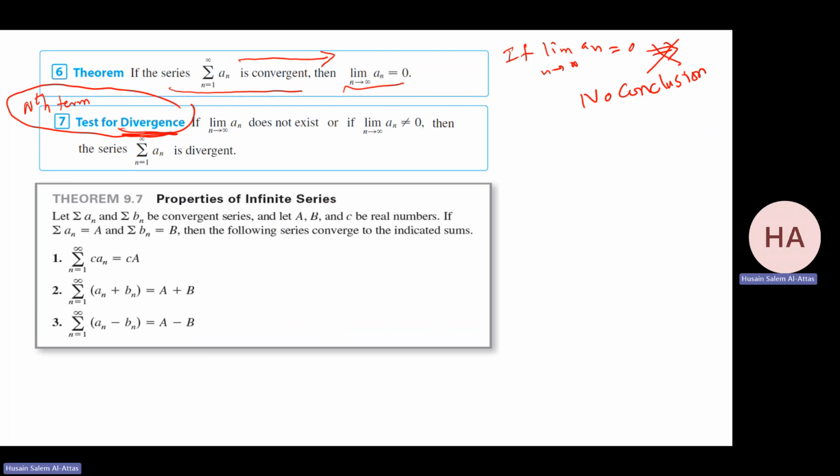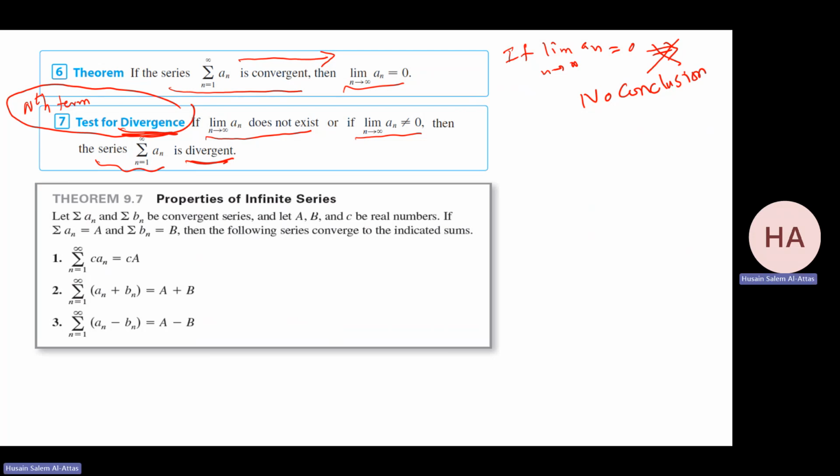However, if the limit does not exist, or the limit does not equal 0, yes, we can conclude the series is divergent. We can conclude this.